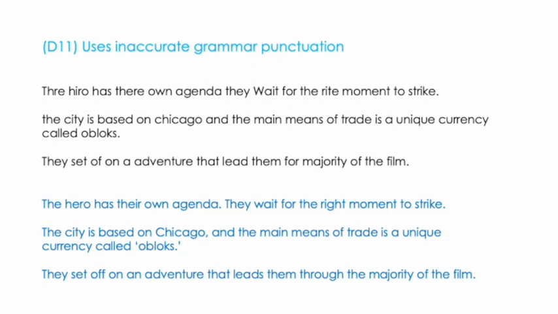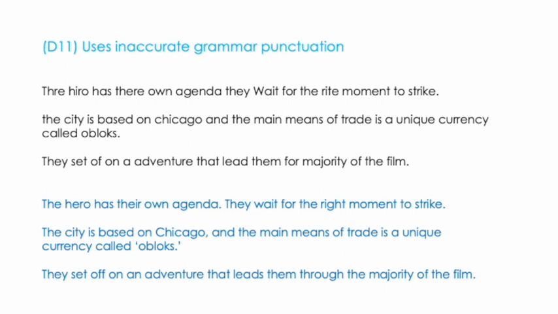For the first one we read, the hero has their own agenda, full stop. They wait for the right moment to strike, full stop. These are two simple sentences, but they're also two separate pieces of information, and while they could be combined into a single sentence, in this case, the punctuation is still accurate.